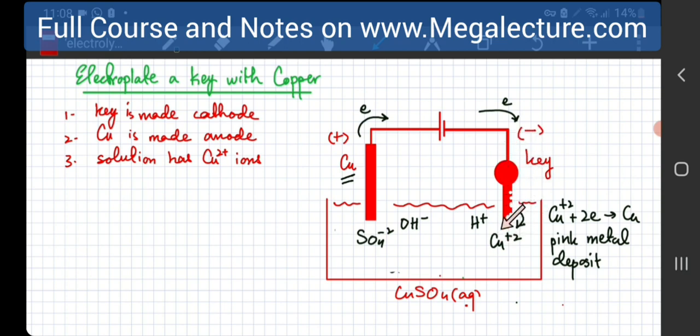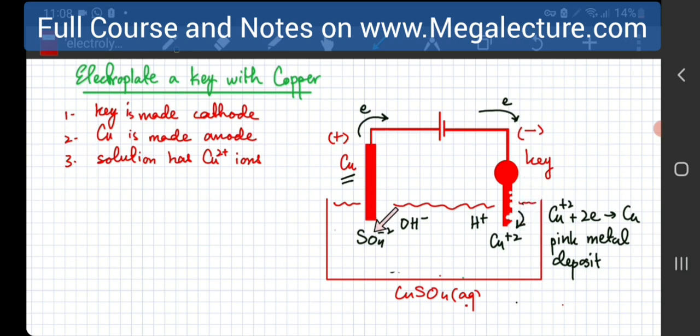So if you want to cover the whole key with copper, you would have to dip the entire key into the solution. An even coating of the metal will deposit, and the key has to be kept very clean so that the copper metal attaches to the surface and completely coats it.